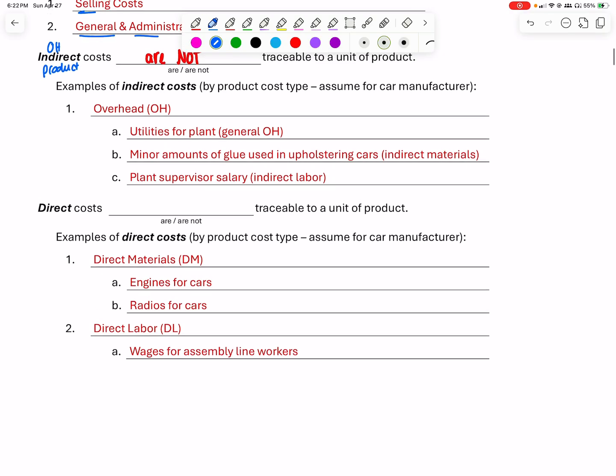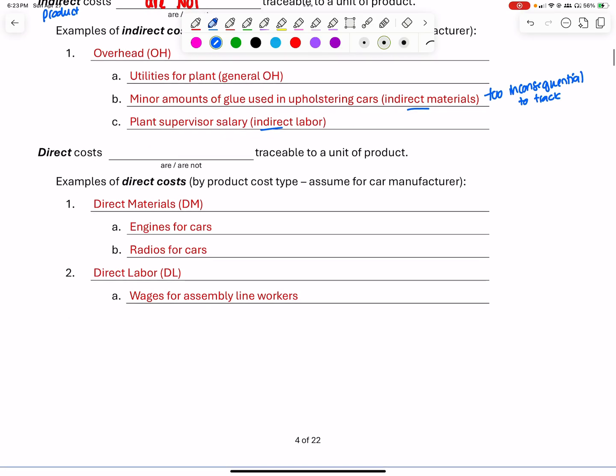So some examples of indirect costs: remember overhead. Assuming I was a car manufacturer, things like plant utilities, minor amounts of glue or fasteners or staples, things that are too inconsequential to track. It would cost me more money to pay someone to track it than what it's worth. Indirect materials or indirect labor. You've got plant supervisor salaries. That's more generally beneficial to the entire plant. Indirect labor, indirect materials, or these other general costs are all examples of overhead costs. And overhead costs are always indirect.